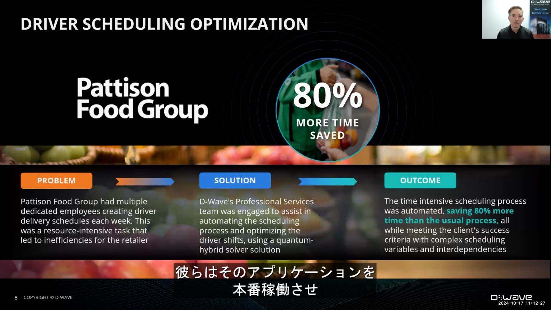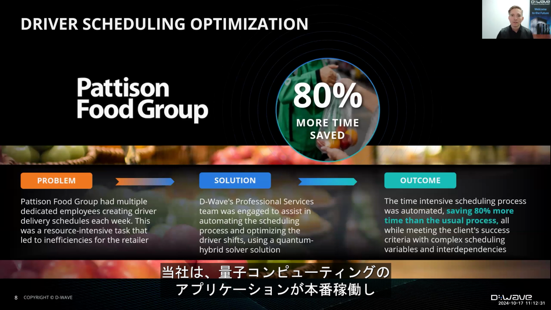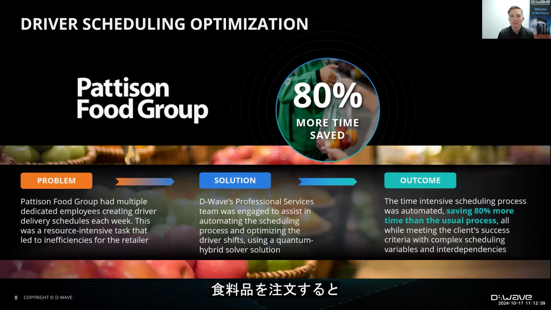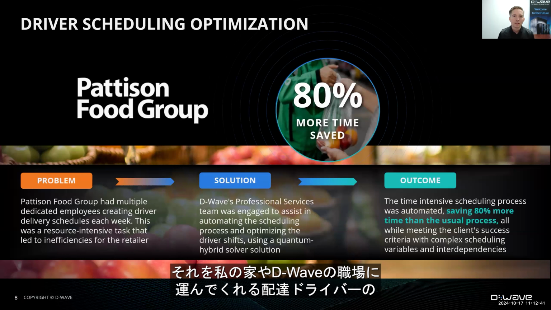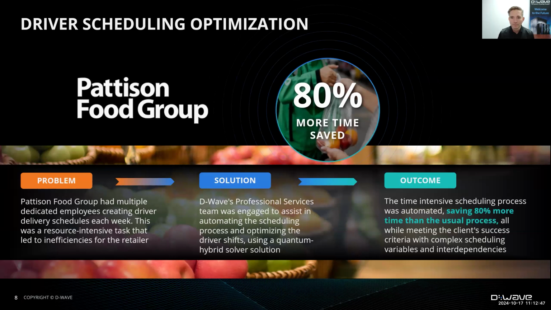So they took that application into production, and it's been running since October 2022. So we are living in an age where quantum computing applications are in production and being run right now, so that when I order groceries from Pattison Foods, the delivery drivers who are bringing them to my house or to work here at D-Wave, their schedules have been quantum optimized for quite some time now.